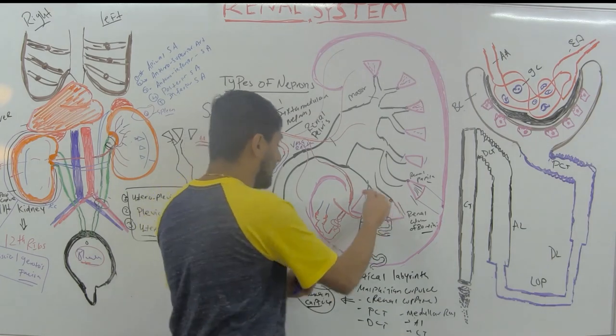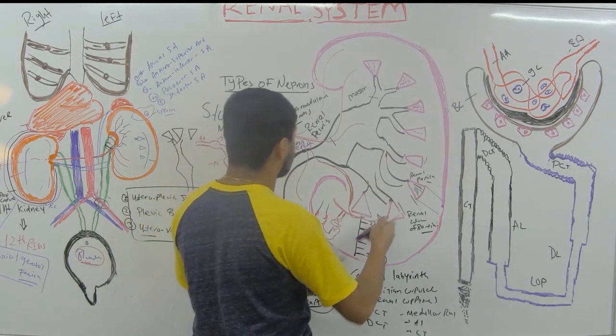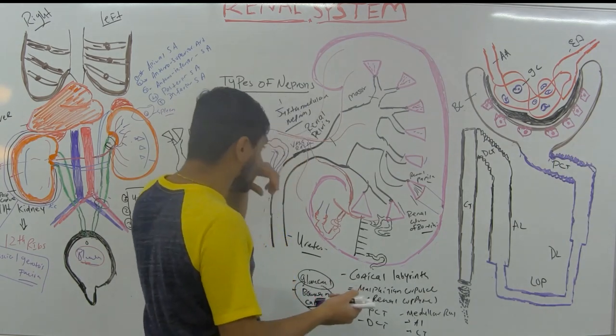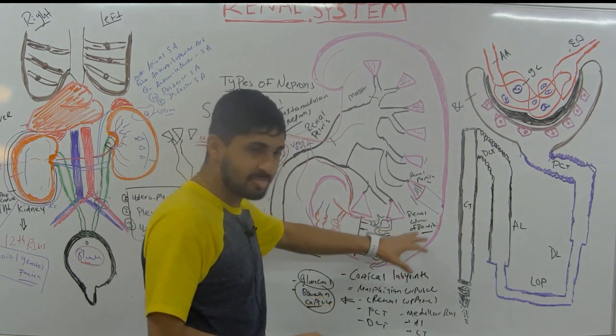After that, it will drain into the minor calyx and major calyx and then the renal papillae, and it will go to the ureter, okay? Now, these are usually the structures of the kidneys.